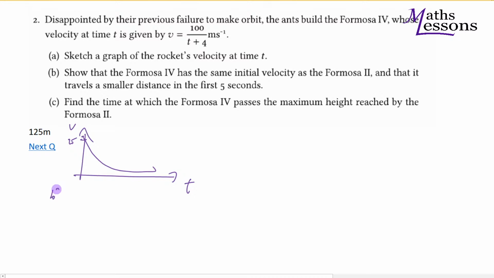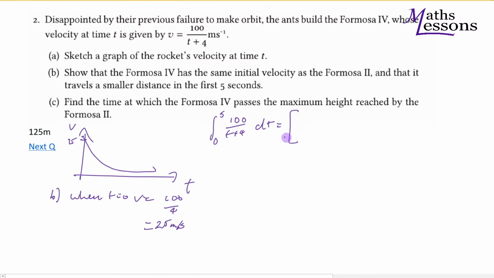So therefore part B, when t equals 0, v must equal 100 over 4, which equals 25 meters per second. Now we want to find the distance it travels in the first 5 seconds. So in the first 5 seconds it will travel the integral from 0 to 5 of 100 over t plus 4 dt.